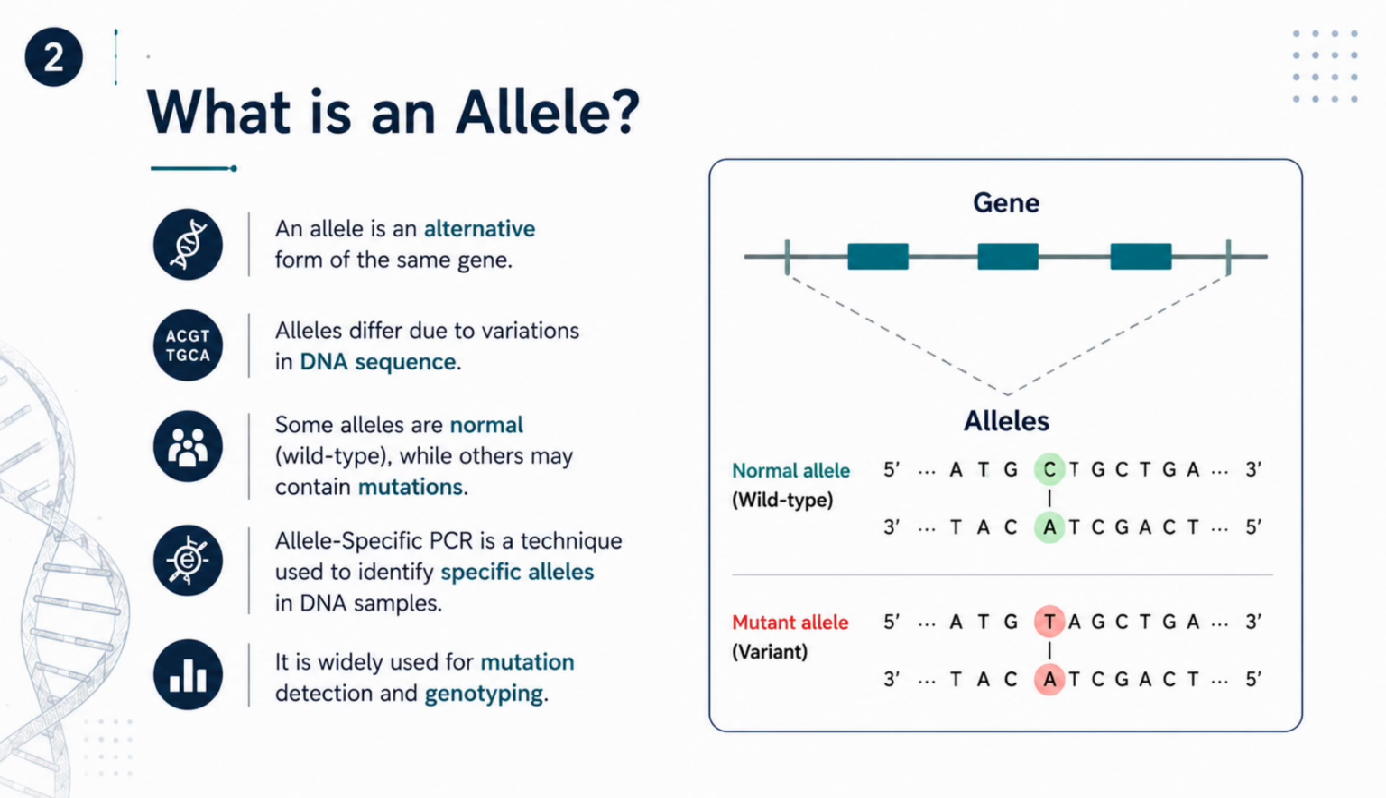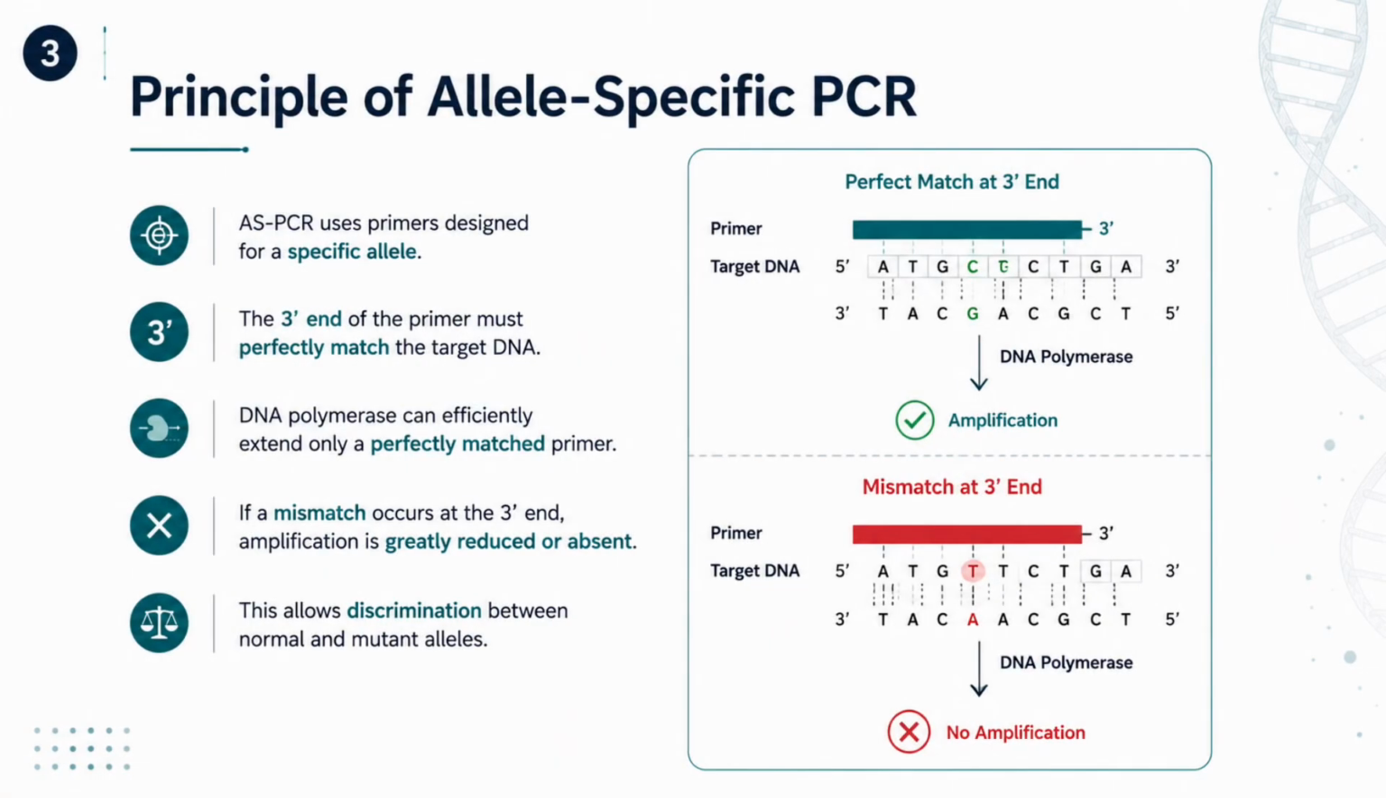Here is a figure which compares a normal allele and a mutant allele. Let's talk about the principle of allele-specific PCR. ASPCR uses primers designed for a specific allele. The 3' end of the primer must perfectly match the target DNA, and DNA polymerase can efficiently extend only a perfectly matched primer. If a mismatch occurs at the 3' end, amplification is greatly reduced or it may be absent.